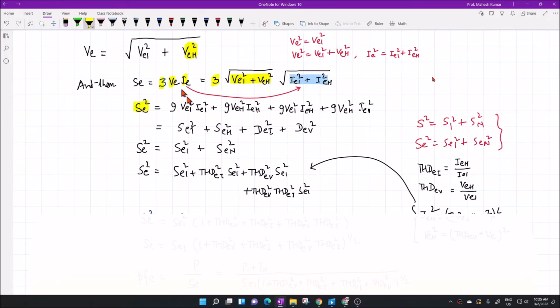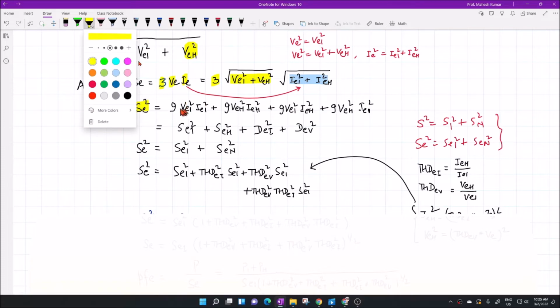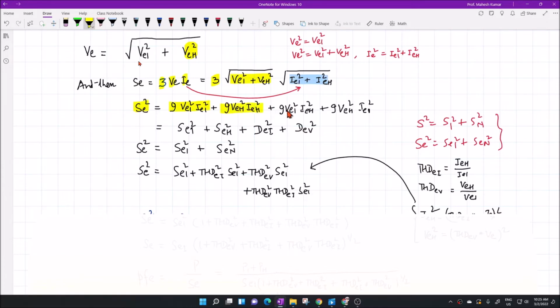So this becomes SE square. 3 into 3 becomes 9. So the first term is 9 into BE1 square, IE1 square. Then H into H: 9 BEH square, IEH square. Then BE1 into IEH: this is 9 BE1 square, IEH square. And then the last one is 9 BEH square, IE1 square.